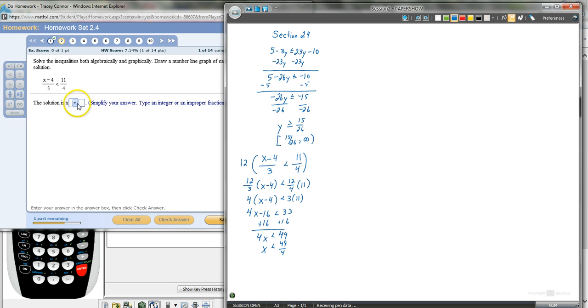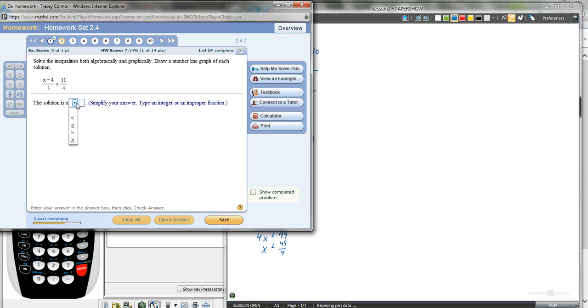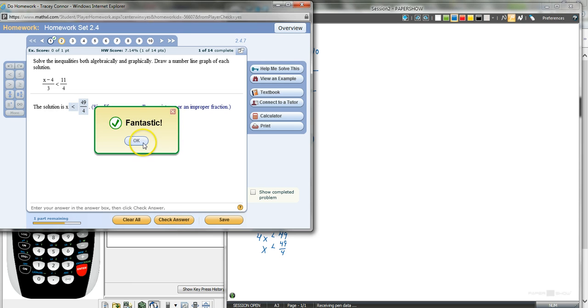So the solution is x, and we're going to go ahead and pick the inequality. So we need less than, and then 49 divided by 4. You could go ahead and use this fraction tool here, and I just use the division key, and we can check our answer, and then we got it correct.